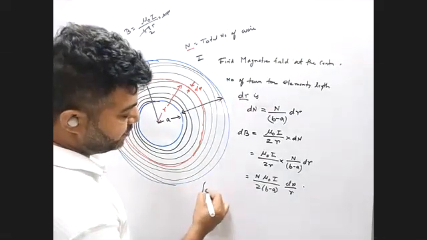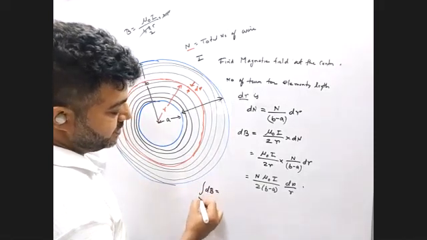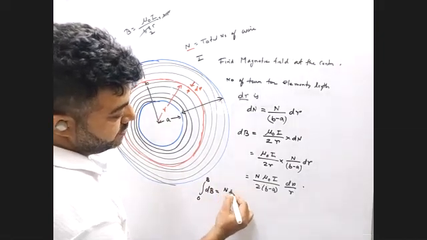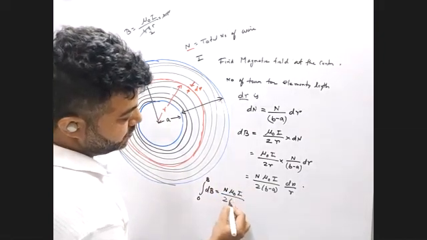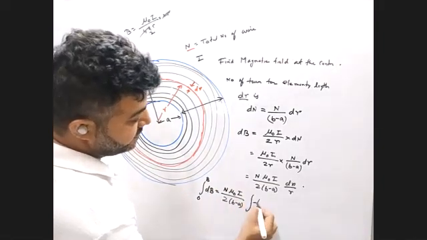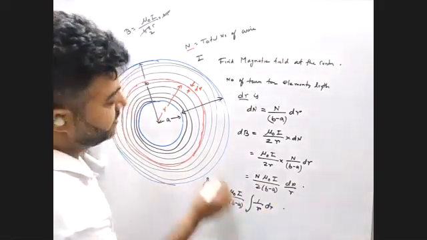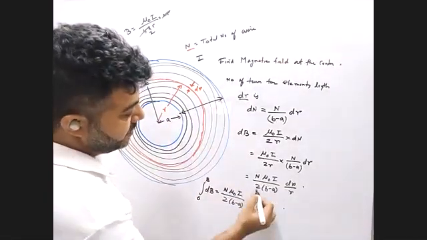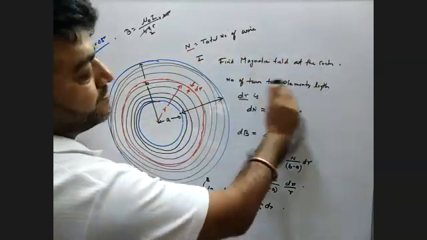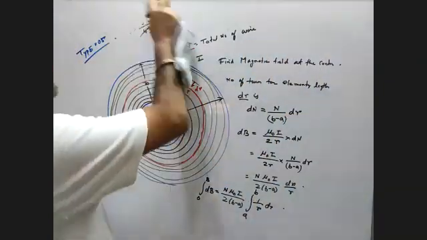Taking integration on both sides to find the total magnetic field, from 0 to B, n mu naught I by 2 into b minus a, integration of 1 by r dr from the inner radius a to the outer radius b. Clear? Is it okay, everyone? Yes, sir. Now if we integrate this, have you written this down? Yes, sir.